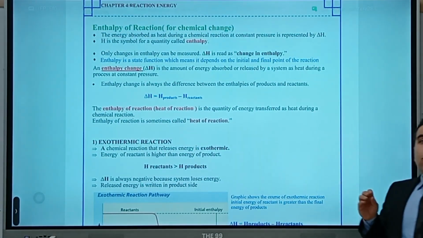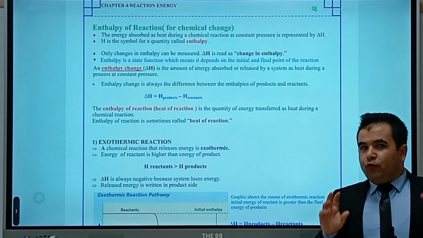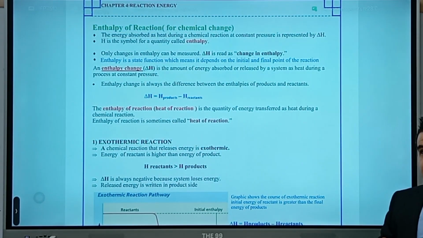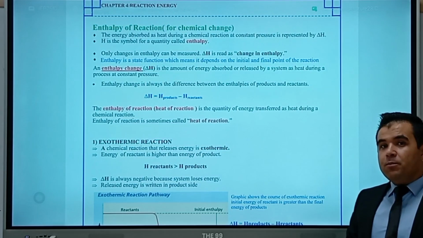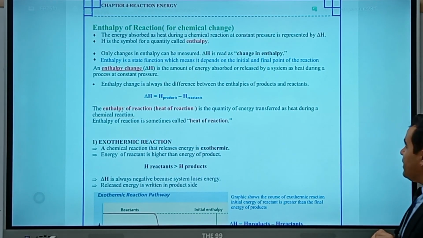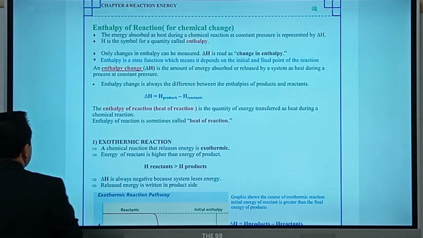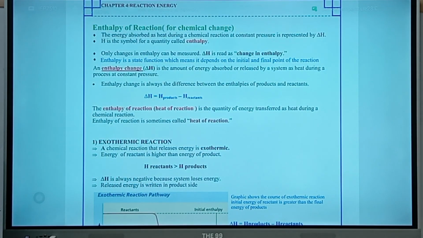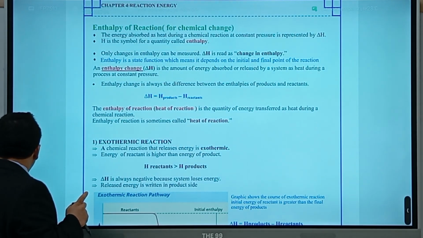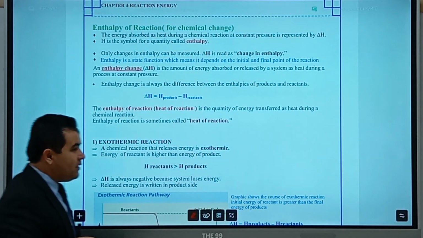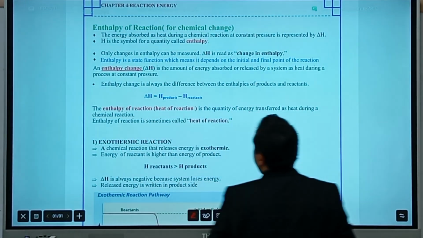We will be talking about the enthalpy of reaction. The enthalpy of reaction is a very important topic in section 1 of chapter 4. Guys, enthalpy is a term that is the same as the heat of reaction. So it's not different from the heat of the reaction. But what's the enthalpy? Let us define it and see how we can calculate it.